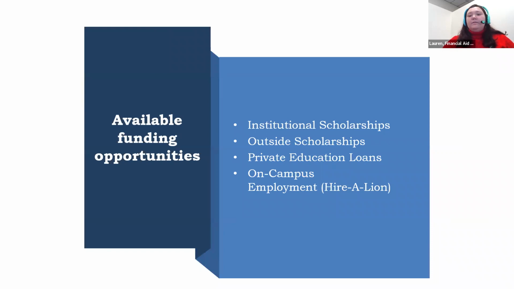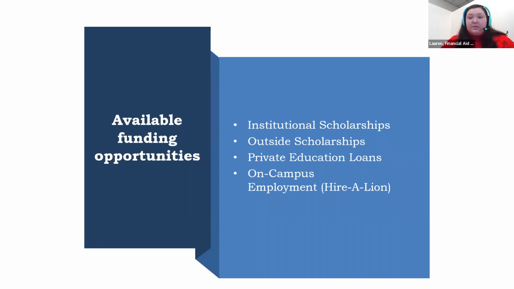There are a few different funding sources for international students: institutional scholarships, outside scholarships, private education loans, and on-campus employment. The first one is institutional scholarships. These scholarships are given to you by the university, either through your department or our admissions department when you are accepted to our university. So these are scholarships that are tied to your admissions status. There's also a type of these in the donor funded scholarship portal, which we'll talk about next.